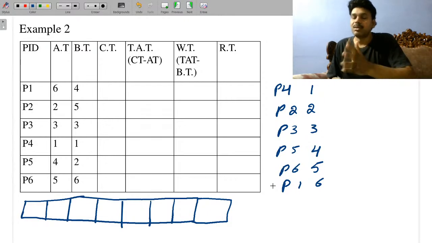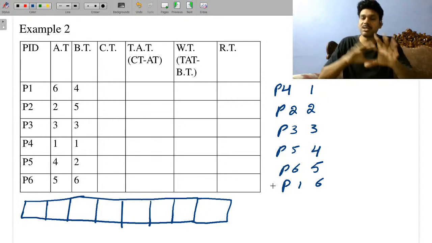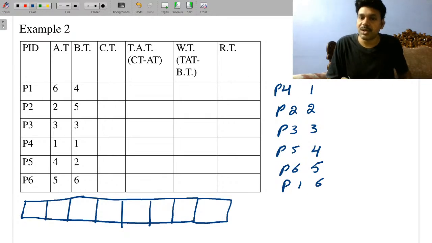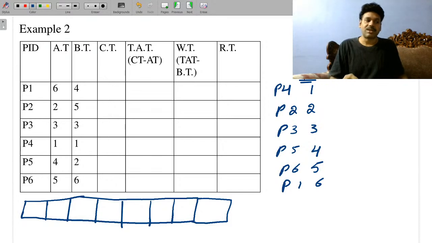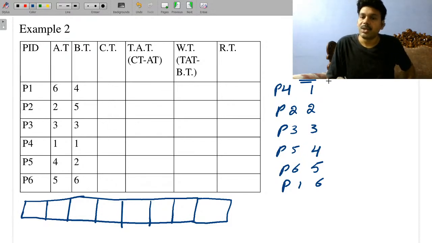If you want to redo it once again, you can redo it: just shuffle the order based on arrival time. It is a very good habit. Please write everything in this format, no problem. You can use burst time also.